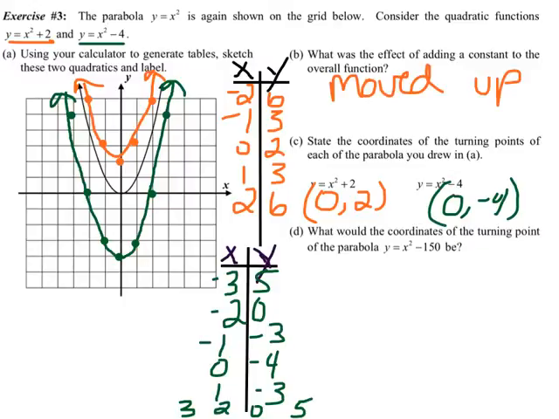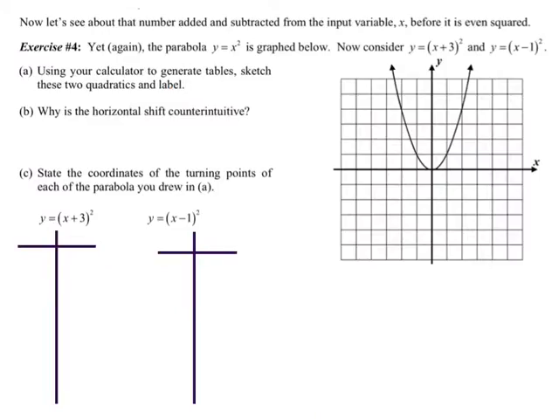What would the coordinates of the turning point of the parabola y equals x squared minus 150 be? Well, hopefully you would notice that it would be going down 150, so 0, negative 150 would be your turning point. Now let's see about the number added and subtracted from the input variable x before it is even squared. Yet again, the parabola y equals x squared is graphed below.